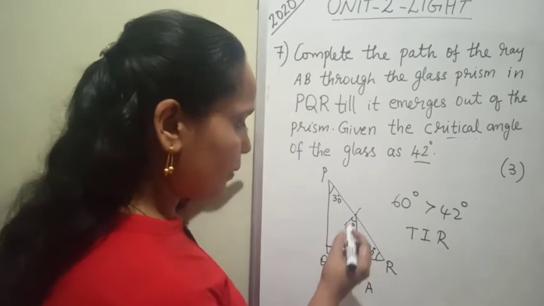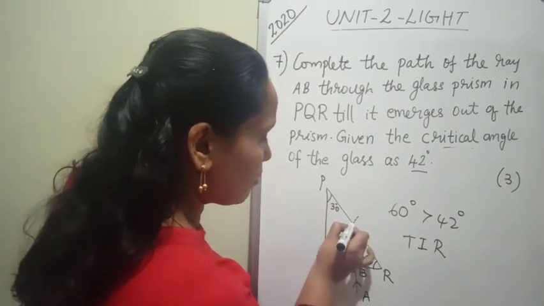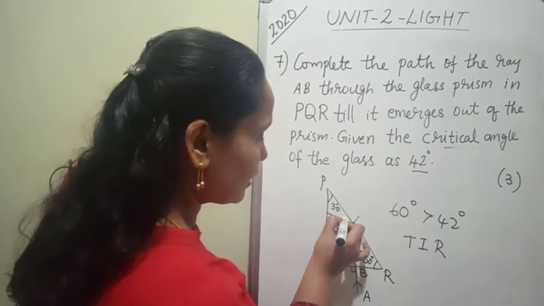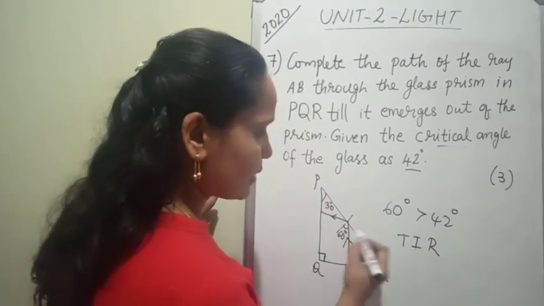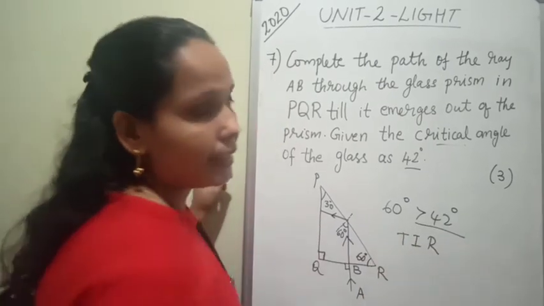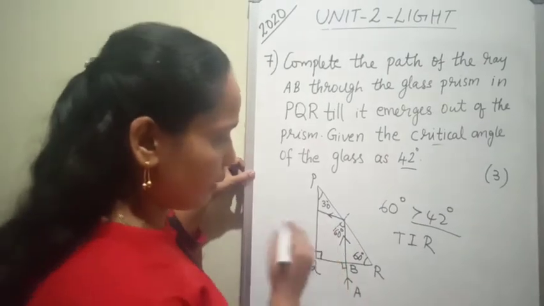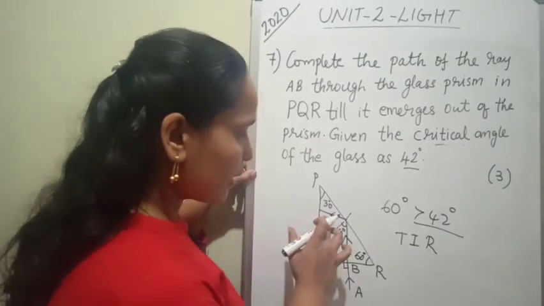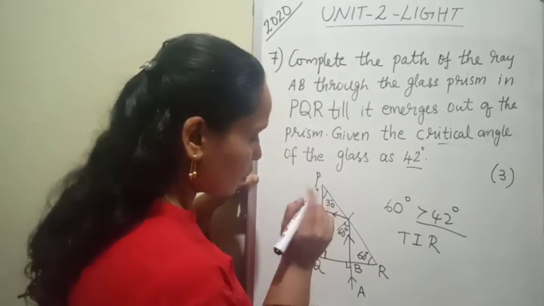Okay. So what happens? The ray completely returns to the same medium. So you can get the reflected ray like this. Okay. Because the angle of incidence 60 is greater than the critical angle 42. So total internal reflection took place. Okay. Here you will be getting next mark. Okay. Now second mark also you got.